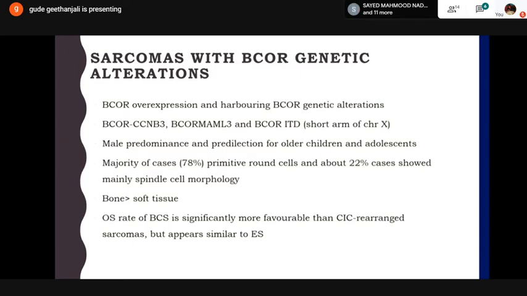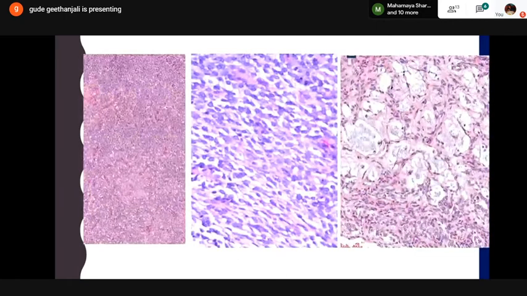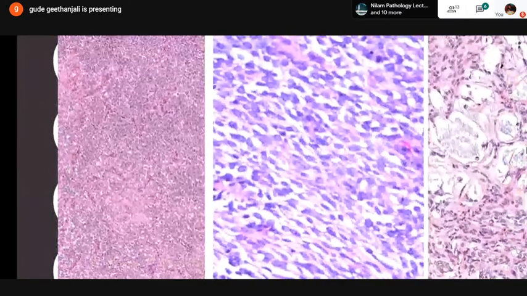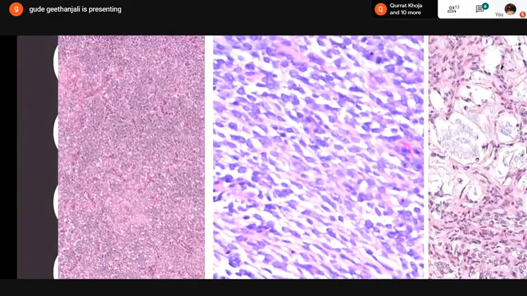And one more characteristic feature is presence of myxoid background in case of BCOR genetic altered sarcomas. There is a tumor called primitive myxoid sarcoma of infancy, which is now removed because it is seen to show BCOR genetic alterations. So they are also merged in this category of tumors. The overall survival is better than the CIC rearranged sarcomas, and it is similar to the Ewing sarcoma. Morphologically, it has a small round blue cell morphology, and in the background we can see some vague lobulation and vascularity.